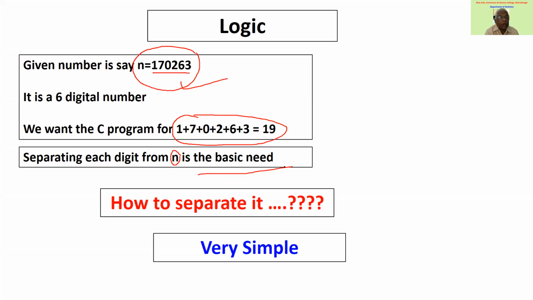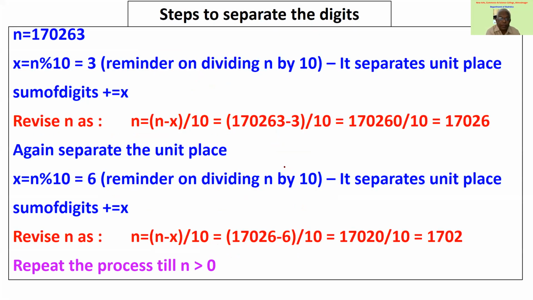It is 1,70,263. It is not separately 1, it is not separately 7, 0, 2, 6, or 3. It is a number 1,70,263. And for sum of the digits, we want to separate these digits. How to separate it? That is very simple. Let us see here the steps to separate the digit. This is very important to understand while writing our C program.